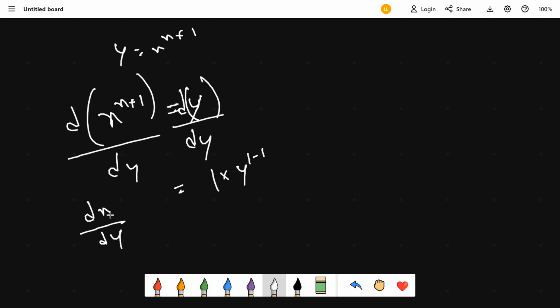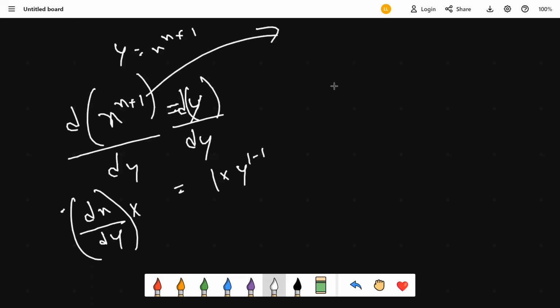Why dx on the top? Because we are differentiating x with respect to y. Okay, we are differentiating x with respect to y. That's why dx on the top, dy at the bottom. We are multiplying this with the differentiated value of x to the power n plus 1. So x to the power n plus 1, what is the differentiated value of x to the power n plus 1?